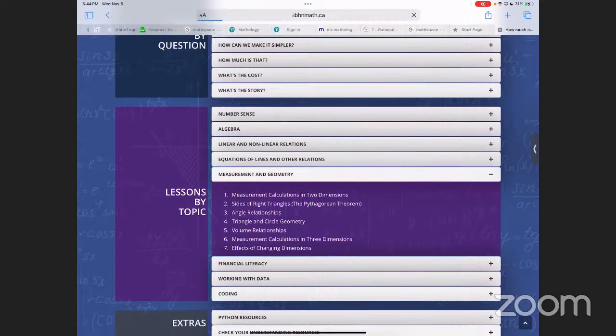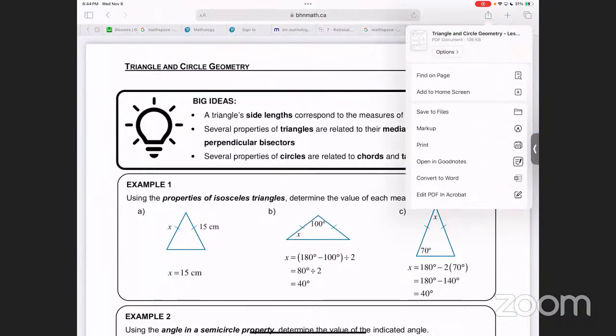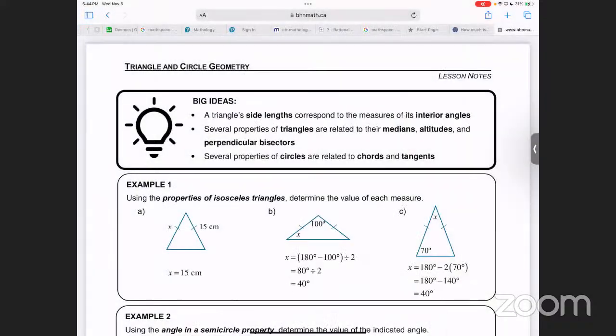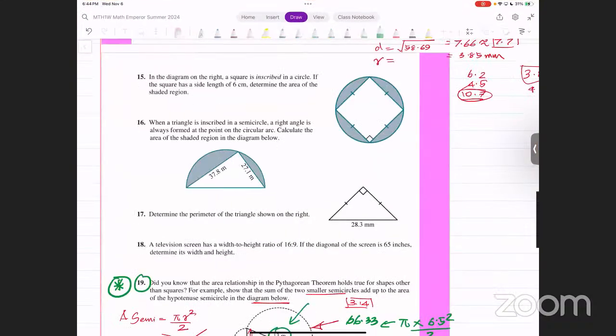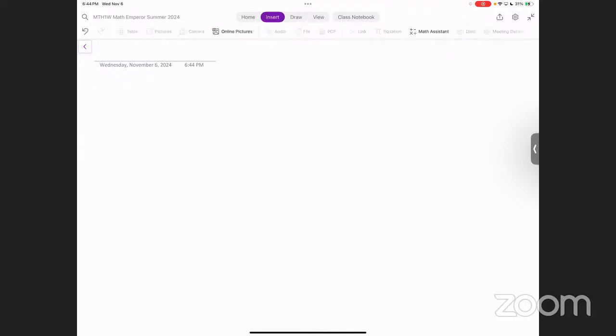Okay. So I need to go back to the triangle and circle geometry. We're going back to some interesting properties of the triangle and circle. I'm not sure whether you guys have learned that at school. So let me go back to the November 6th lesson. Okay, insert, print out.